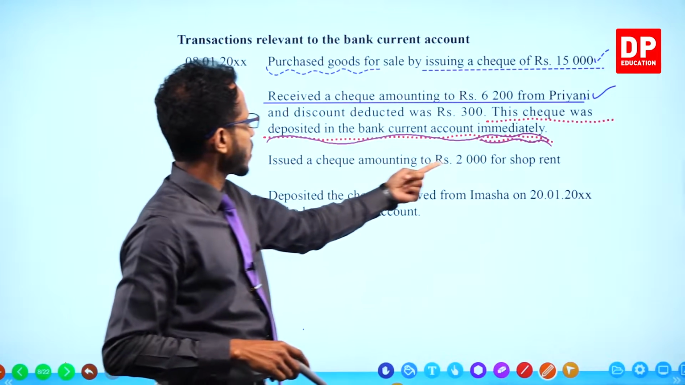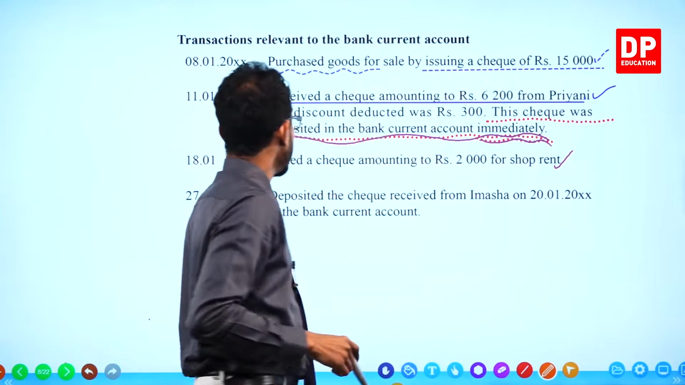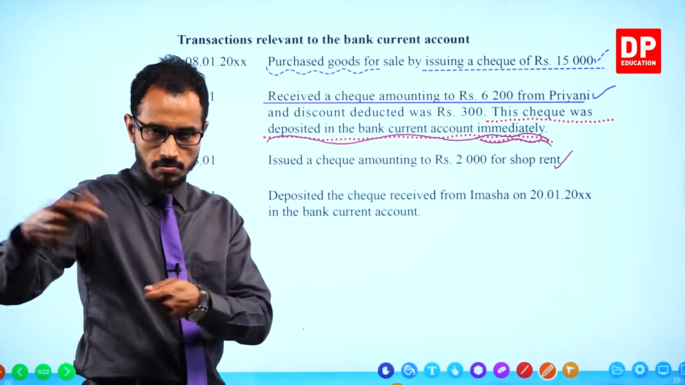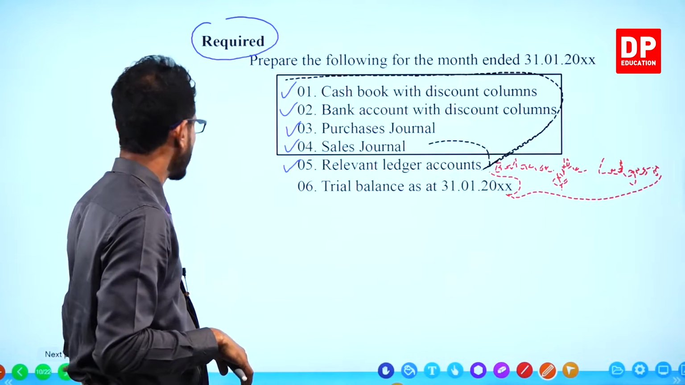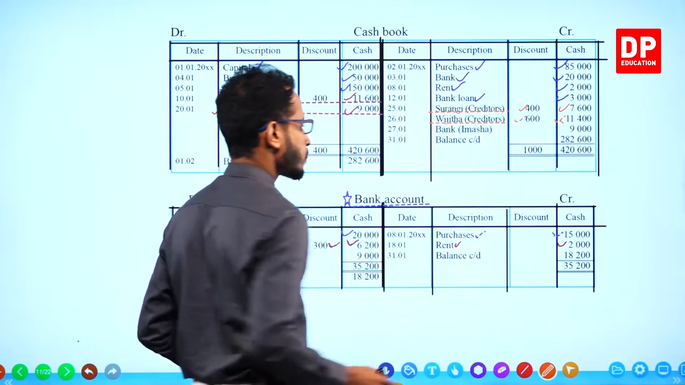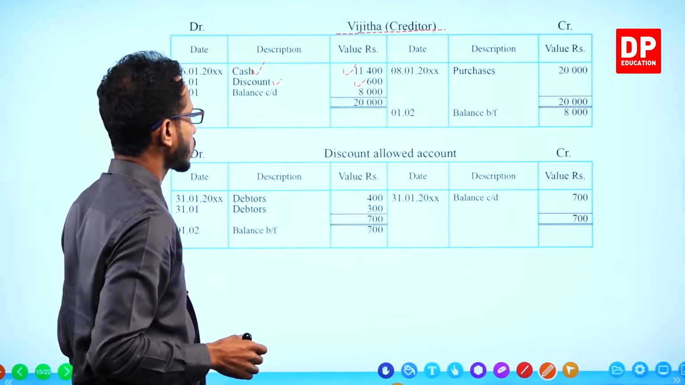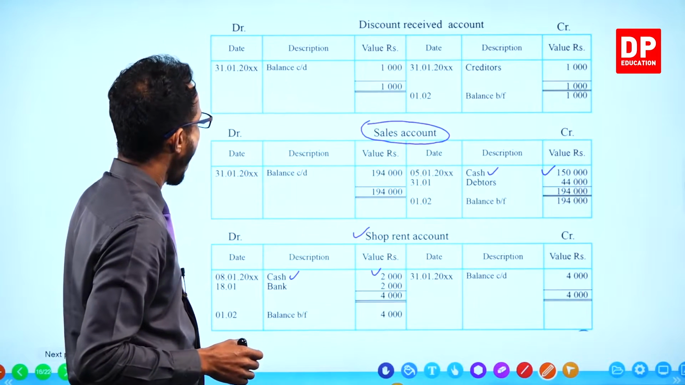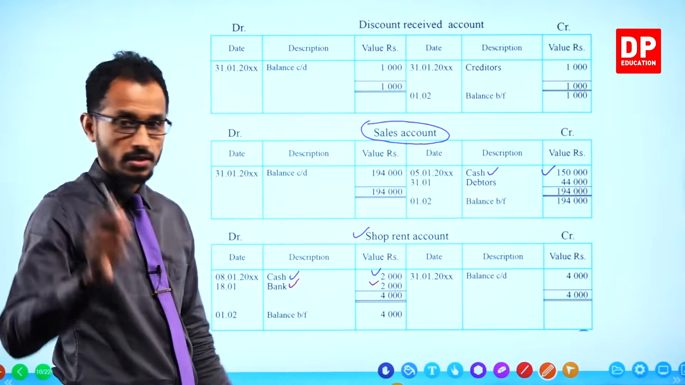Next one, issued a check amounting to 2,000 for shop rent. That is easy. Issuing checks means issuing money going out from the bank. 2,000 credited to bank account and debited to shop rent account. Here, as description as bank.